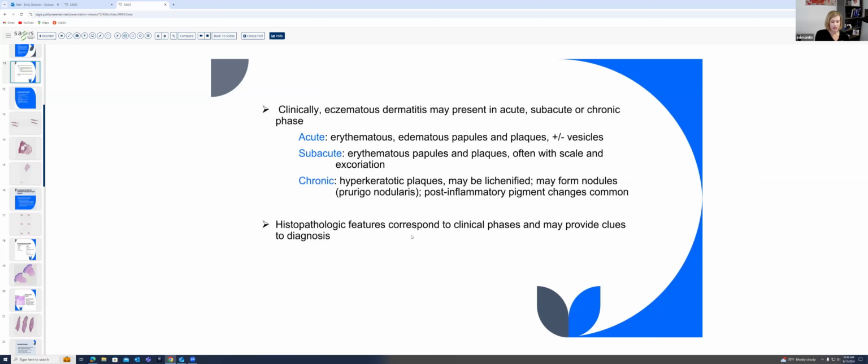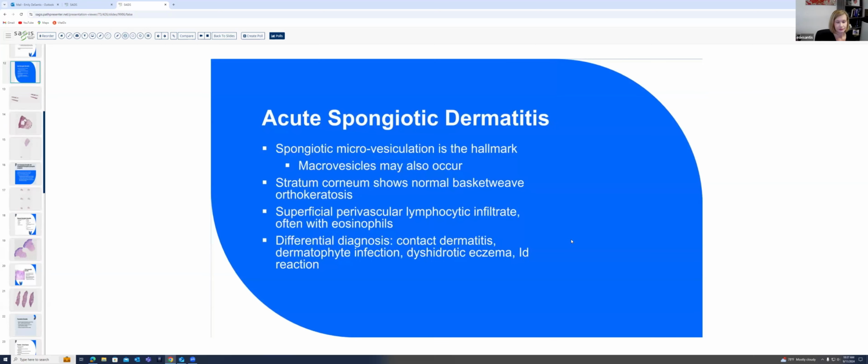And then chronic lesions are more hyperkeratotic and can appear lichenified. And in severe cases can actually form nodules, which is what we see in prurigo nodularis. Chronic lesions also often demonstrate post-inflammatory pigment change. There are histopathologic features that correspond to all of these clinical phases and can help provide clues to the diagnosis.